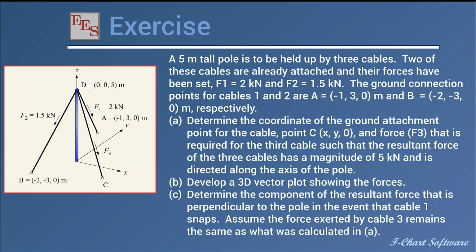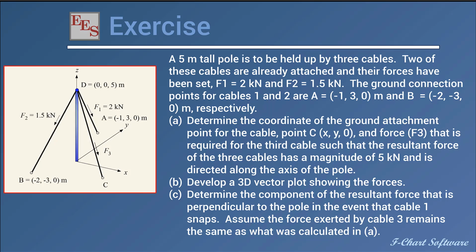So here's the exercise. You can see there's a 5-meter pole that is meant to be held up by these 3 cables, 1, 2, and 3. And 2 of the cables have already been set up. So that's cable 1, which has a 2 kilonewton tensile force in it. And you can see the end points of cable 1 are given, D and A. And then cable 2 has a 1.5 kilonewton force in it, and it's also connected to D, but it's connected to the ground at point B, and points A and B are set.